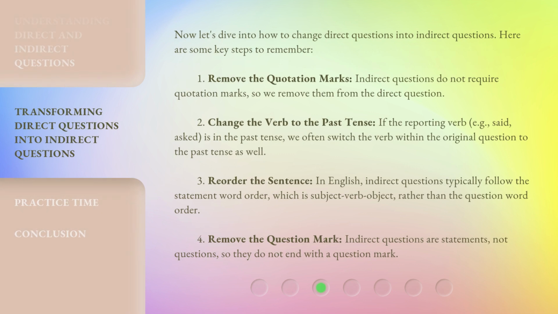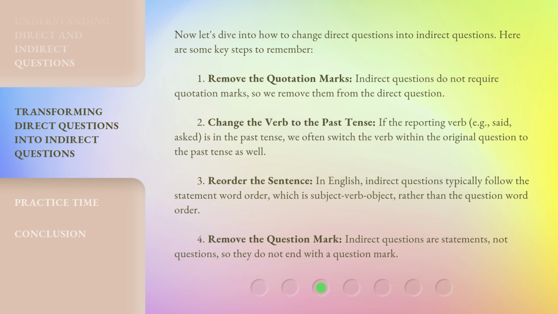Now let's dive into how to change direct questions into indirect questions. Here are some key steps to remember. 1. Remove the quotation marks. Indirect questions do not require quotation marks, so we remove them from the direct question. 2. Change the verb to the past tense.